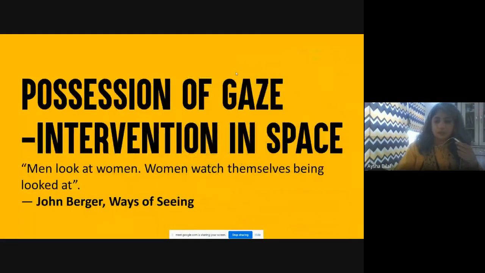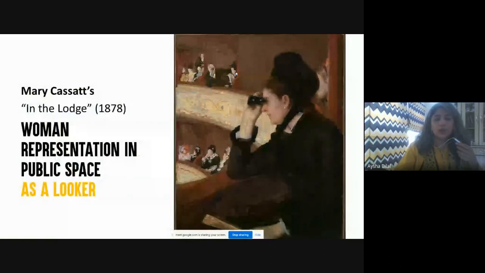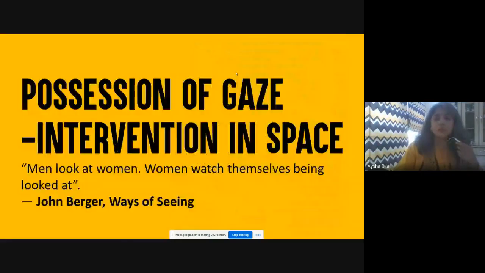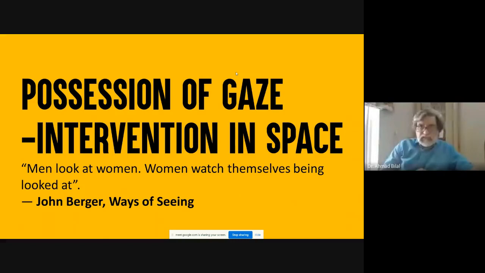Next, if we come to the next aspect of why and how women have been portrayed in Western art, and even in Eastern art, in Pakistani art as well, it's all about starting from the possession of gaze, which is related to males mainly. If we say that men look at women, women watch themselves being looked at. So we can see that, with due apologies to many dominant artists of Pakistan as well as the West, because of the possession of their gaze, they are intervening in the space of females so frequently by painting nudes and objectifying women.